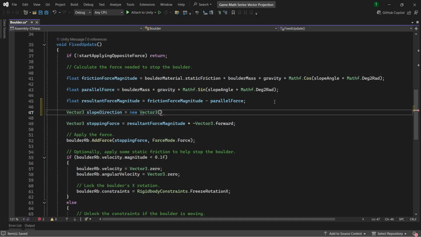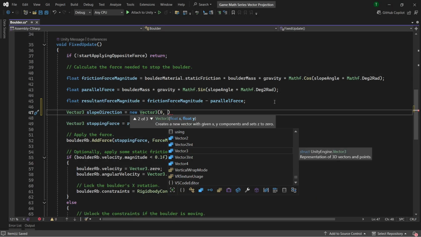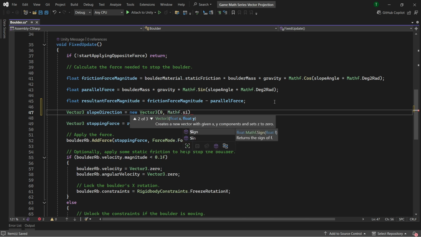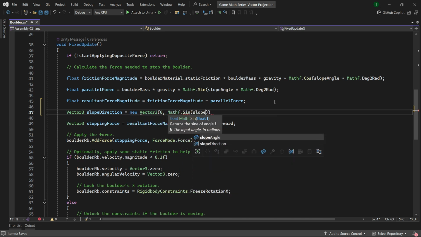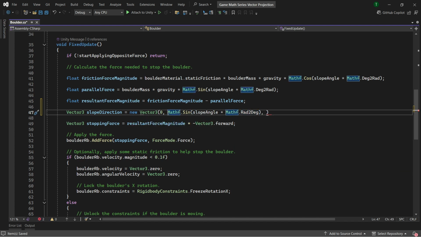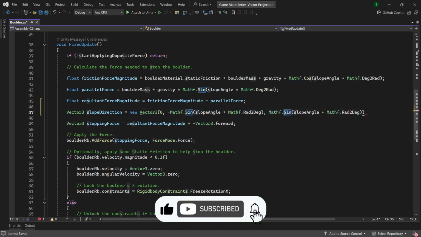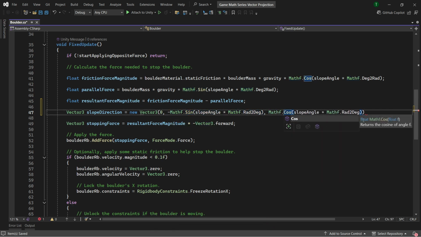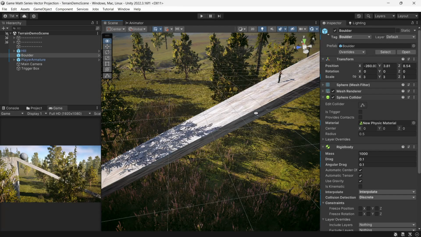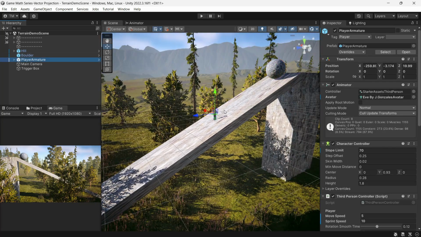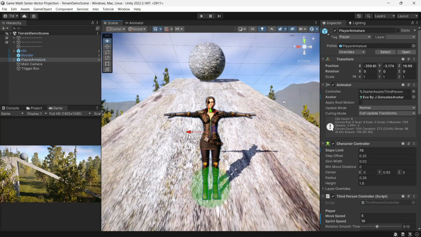I understand this may seem a bit complex. As mentioned earlier, this step isn't strictly necessary. You can always use the opposite direction of the object's motion. Let's test this setup and observe the results. I've added a character that I can control to run away from the boulder, just to add a bit of fun here.